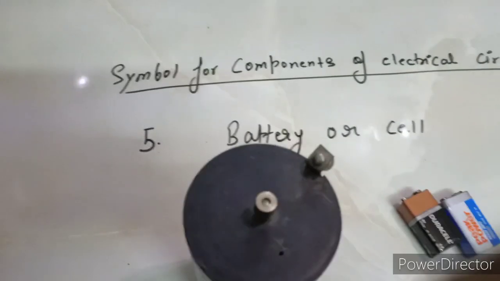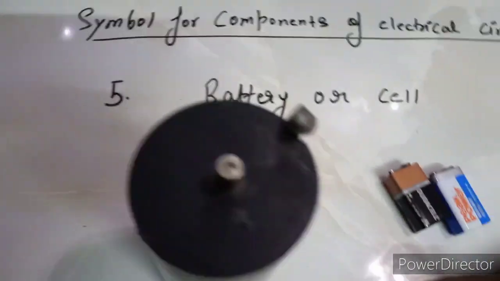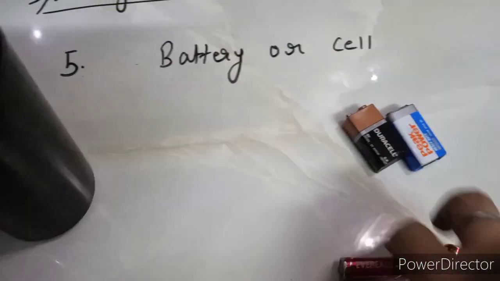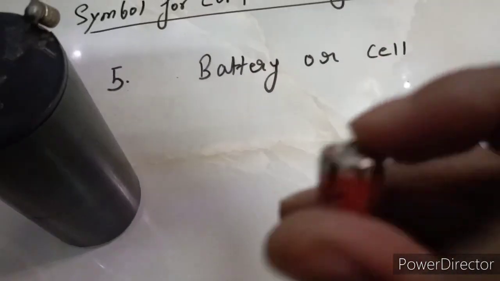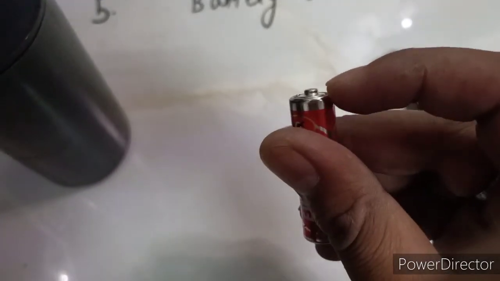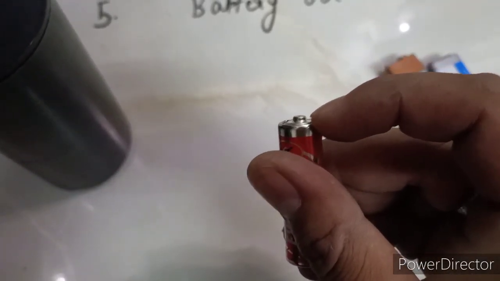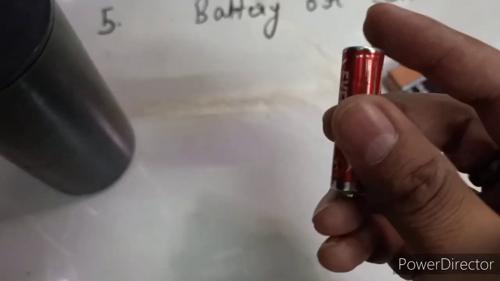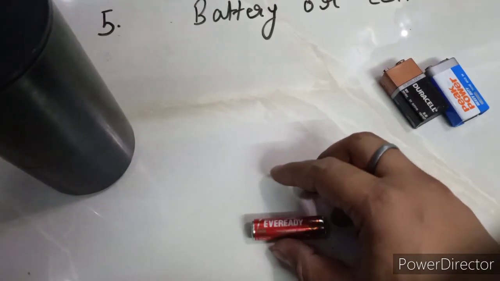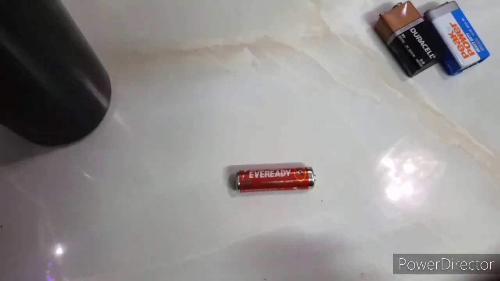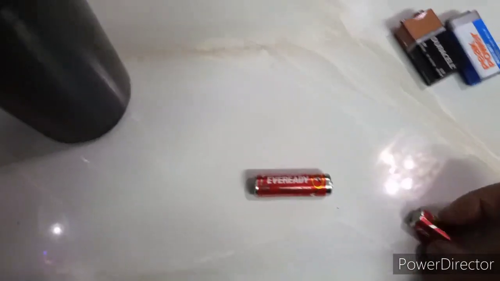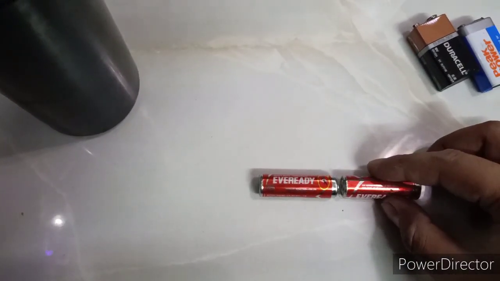For example, when you connect this cell, this is the positive terminal, the upward one. This is the positive terminal, and this is the negative terminal. For example, this is simply the positive terminal, and this is when you connect like this.